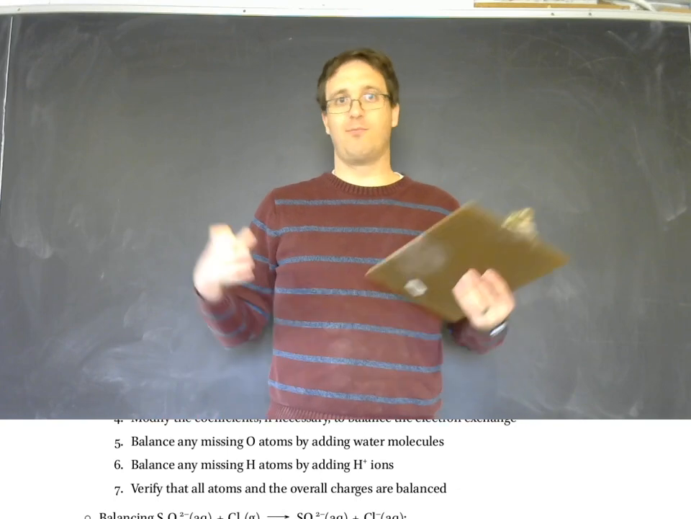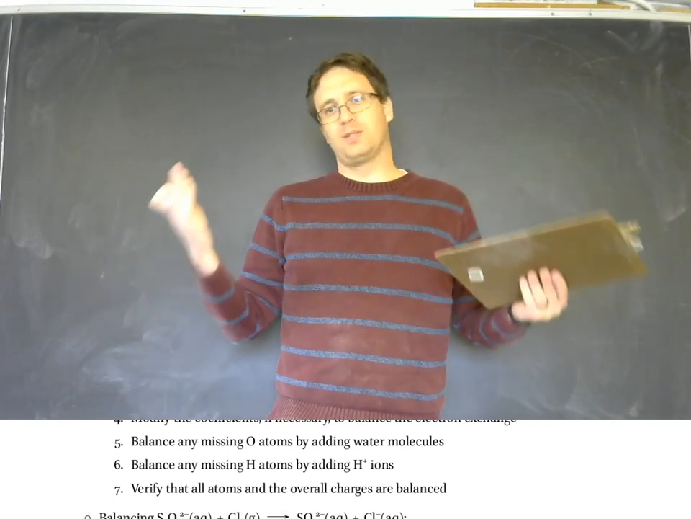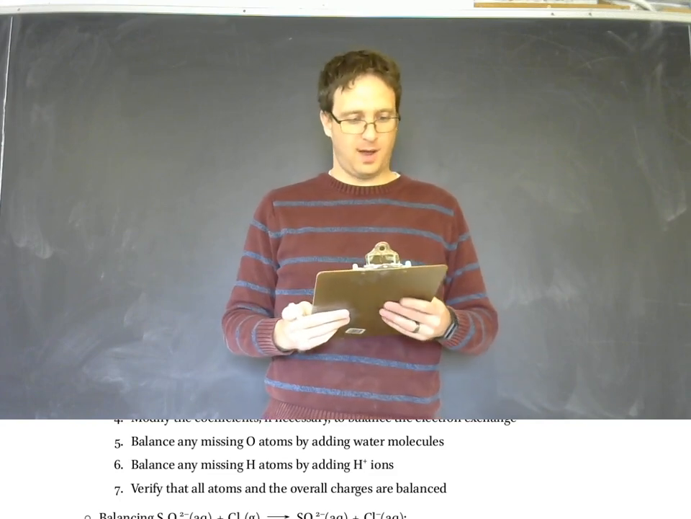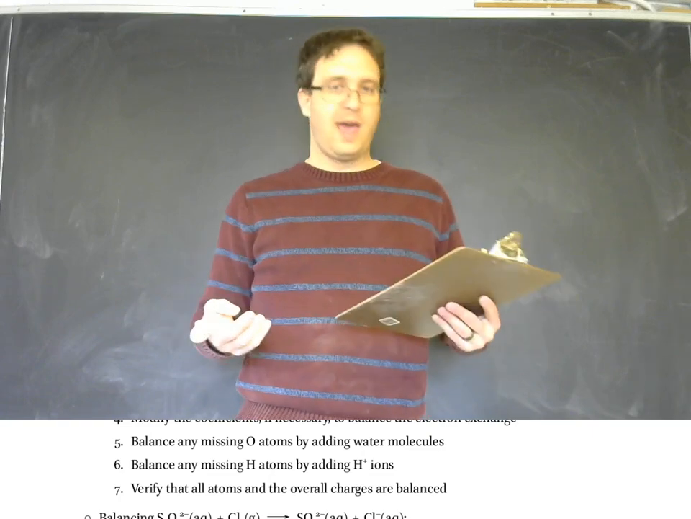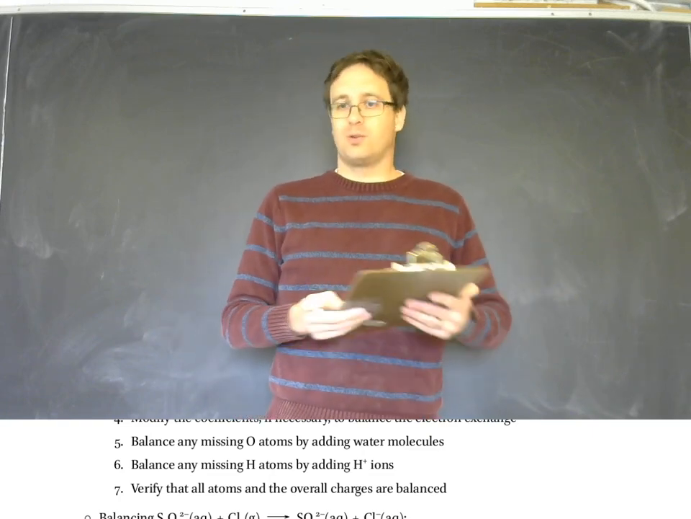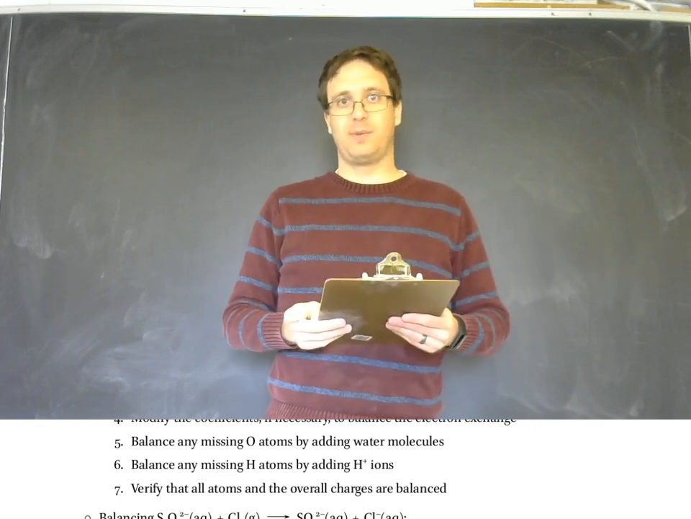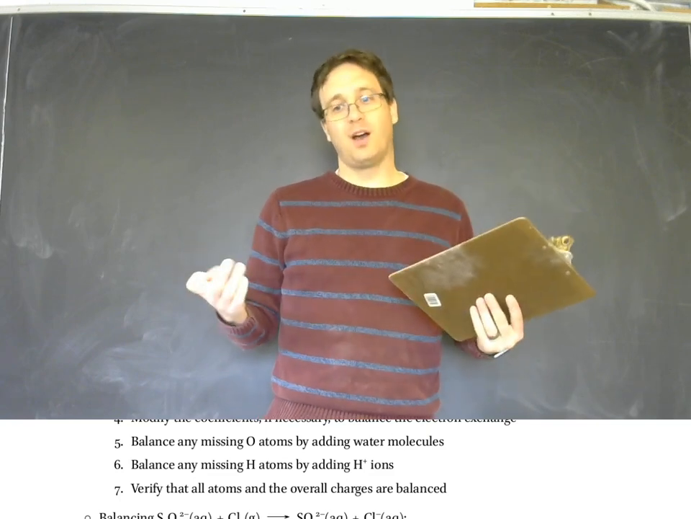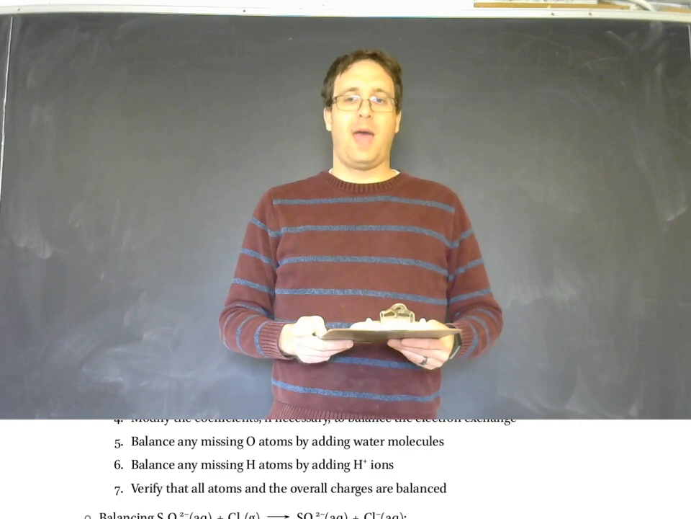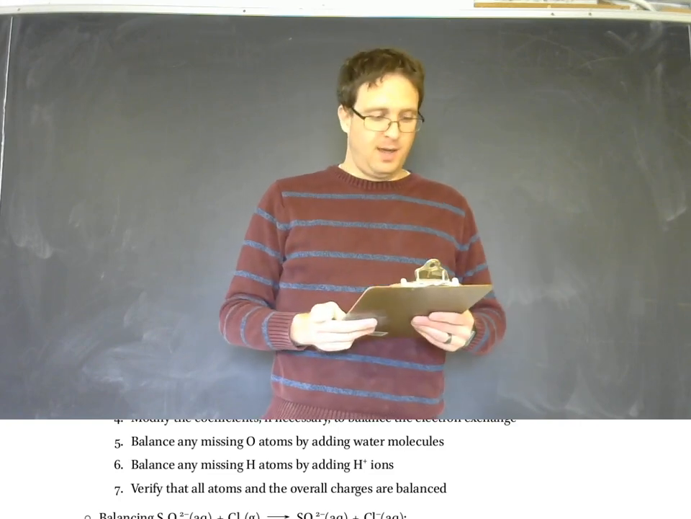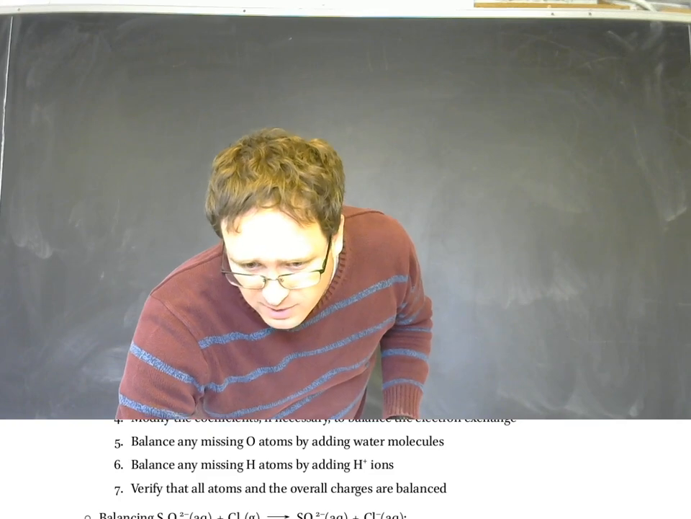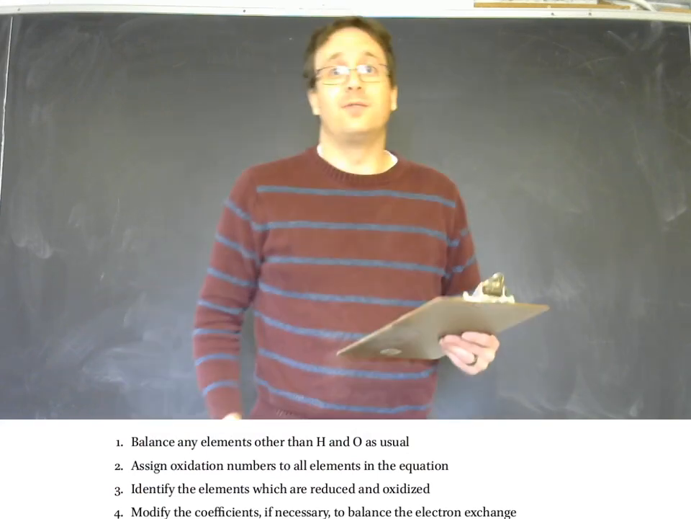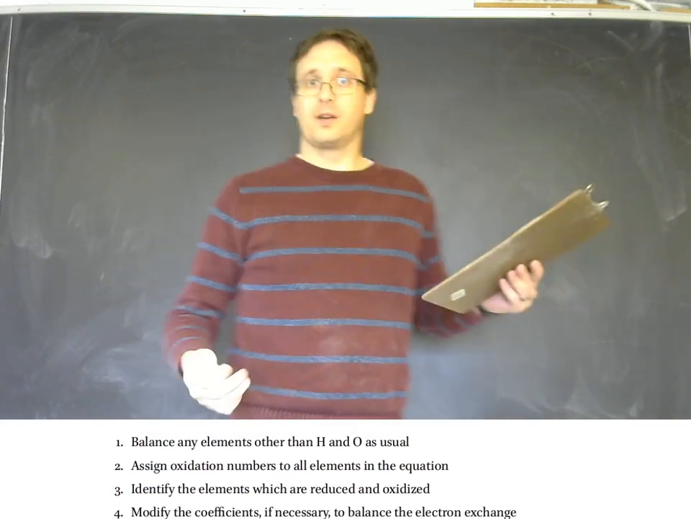So if you need to have more of one reactant in order to balance the number of electrons, then that's what we'll go ahead and do. And then we'll balance the oxygen atoms by adding water molecules to whichever side they need to be on in order to make the balancing work. And then finally we'll balance the hydrogen atoms by adding H plus ions if we're in acidic conditions. And we'll address basic conditions in a little bit. The last step is just to verify that all the atoms and the overall charge are balanced. That should happen if you balance properly all on its own. So let's look at an example.